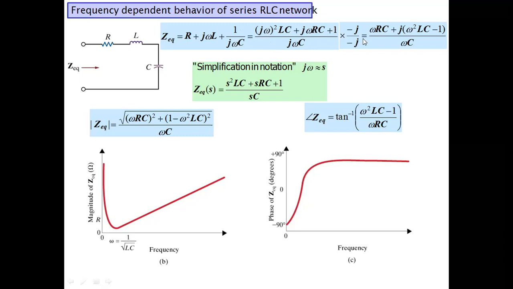If you are multiplying numerator and denominator by minus j omega, your equation will become like this, because you are multiplying here numerator and denominator by the minus j omega. You can see here.